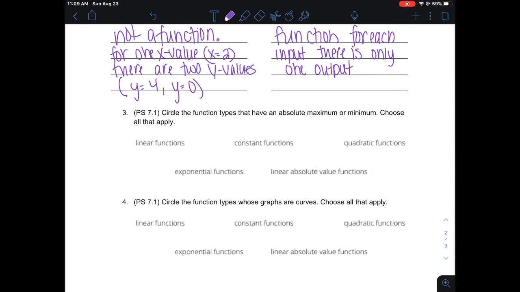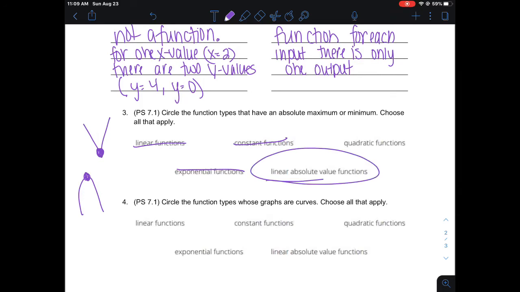Okay, 3 and 4, these ones are quick, hopefully quick for you, easy, and then we're done. Okay, so circle the function types that have an absolute maximum or minimum. Absolute maximum or minimum. Okay, remember this was a minimum. This is a maximum that happened in, no, not linear, not constant, not exponential, linear absolute value, and quadratic.